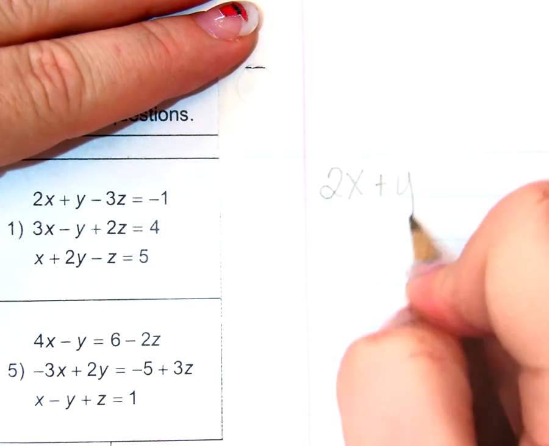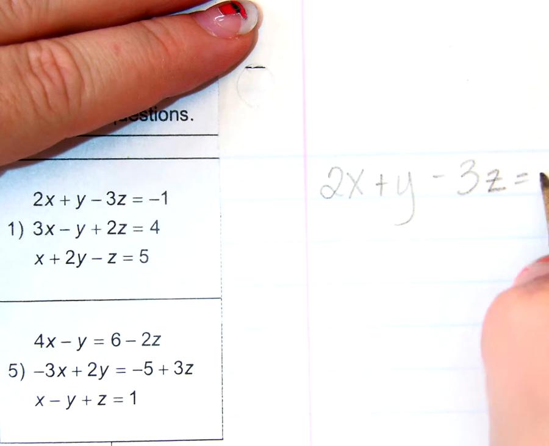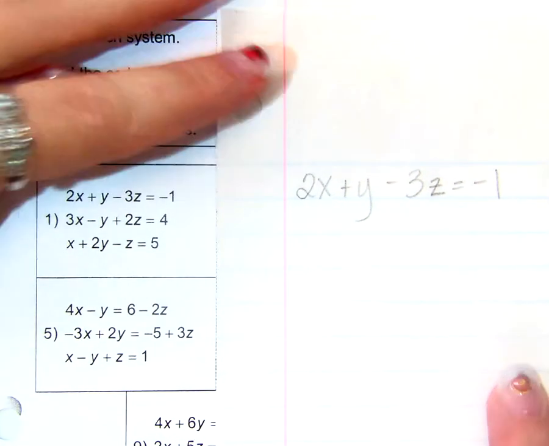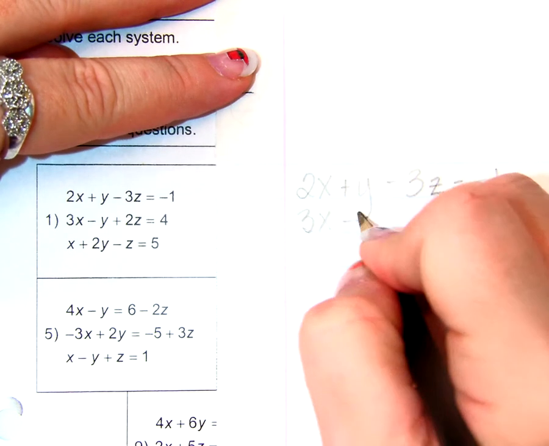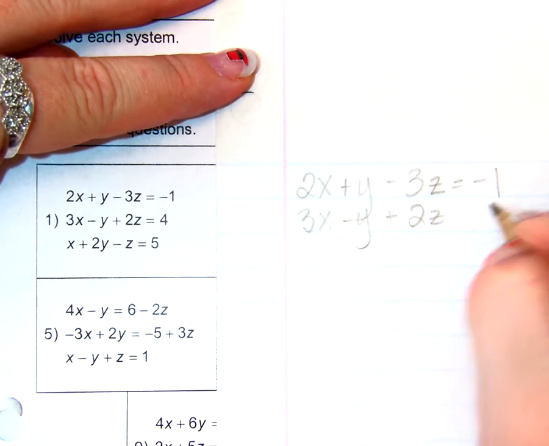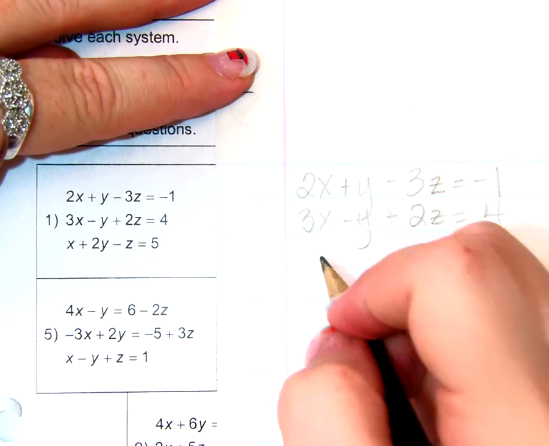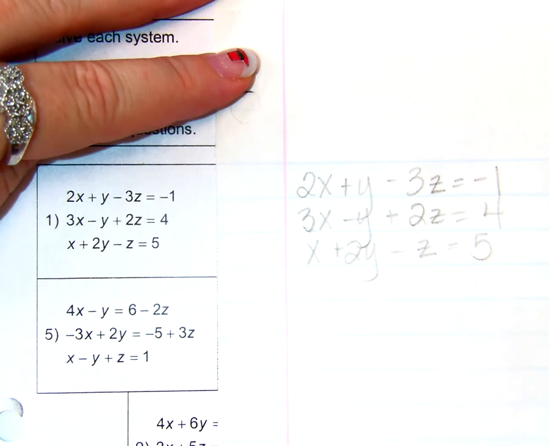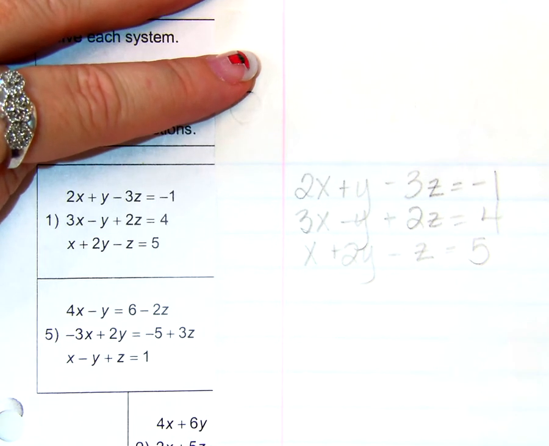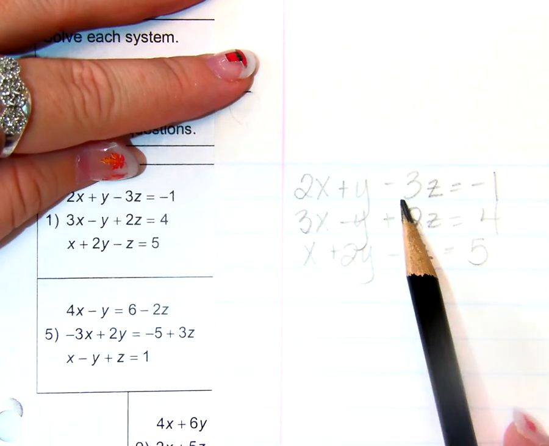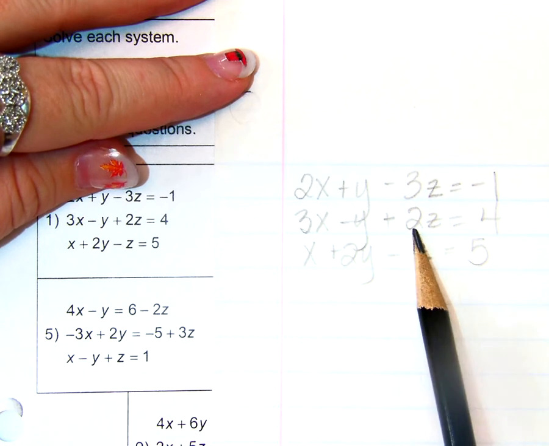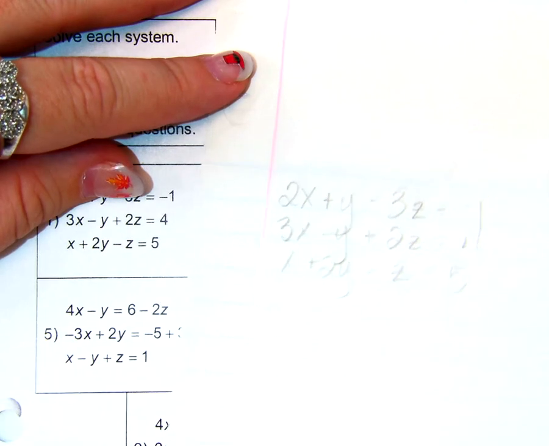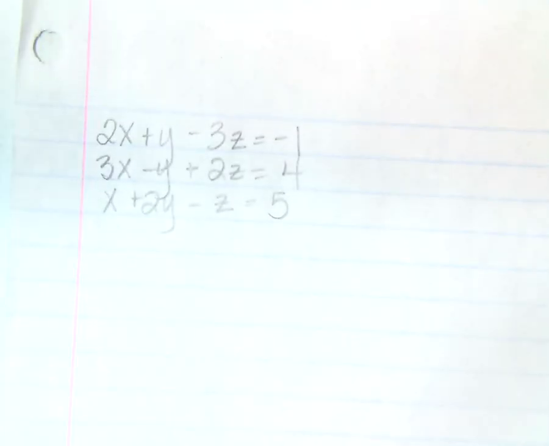So 2x plus y minus 3z equals negative 1. Let's zoom out just a little bit. 3x minus y plus 2z equals 4. x plus 2y minus z equals 5. Always check your signs, recheck them after you copy them, because one of the ways we typically mess up is a missed sign. Okay? So, I've checked mine. I'm satisfied that it's good.